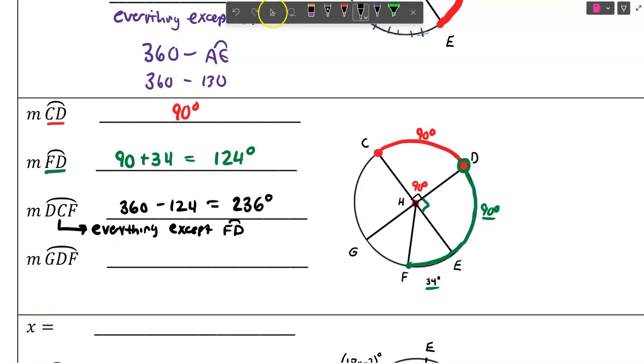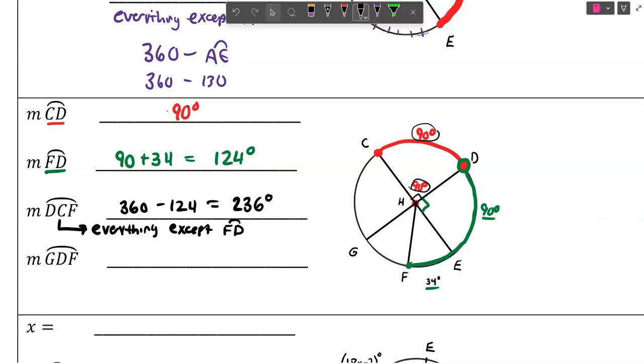Answers so far, and then we'll talk about the last one. So we'll start here with arc CD. Arc CD starts at C, goes to D, and since that right angle symbol was there, it means the central angle was 90, which then makes the arc measure equal to 90. So there it is.